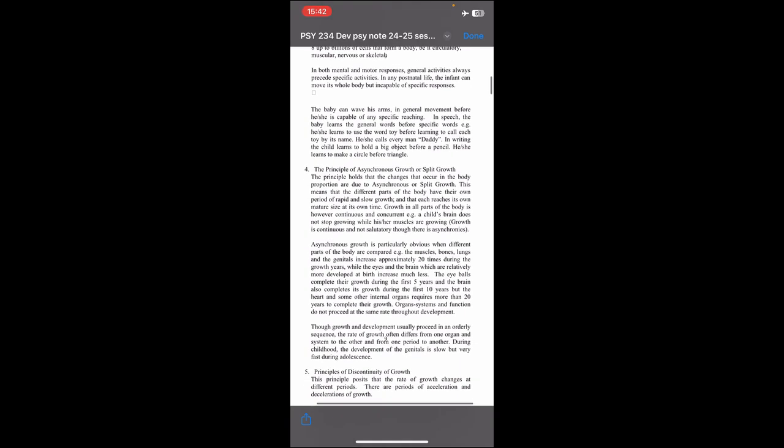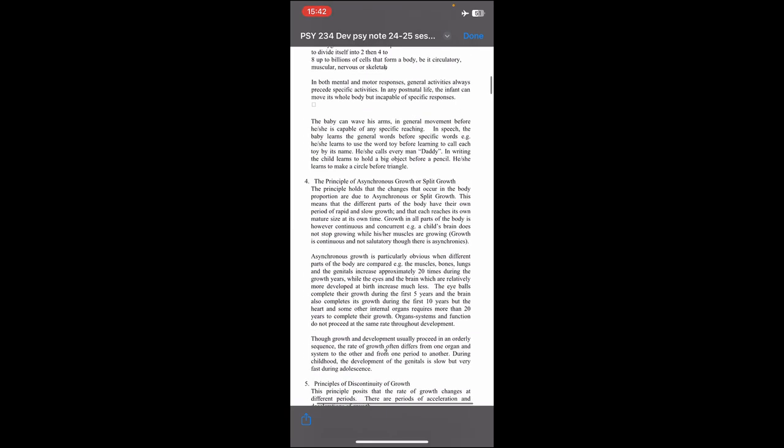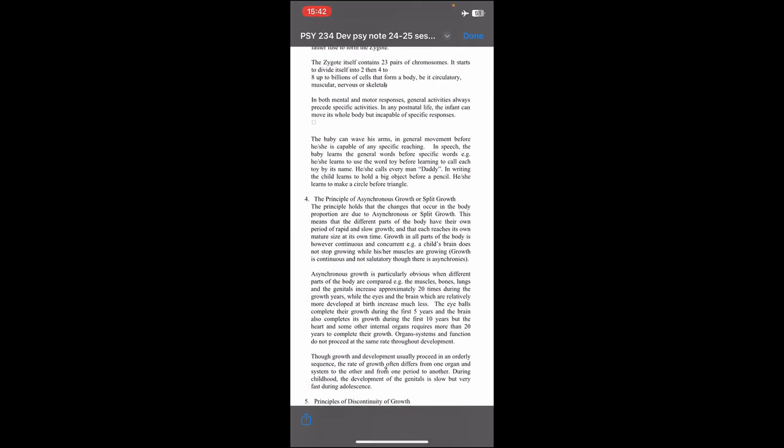So now we have asynchronous growth, or split growth. You shouldn't let this confuse you with discontinuity of growth, but let me talk about it. The principle of asynchronous growth, or split growth, is basically saying the growth of one part doesn't affect the growth of another. That's just how I know it before we even read into it. So because your head stops growing, doesn't mean that your body would now stop growing, or that all your body grows at the same pace. I think there are some animals like that, where all their body grows at the same pace.